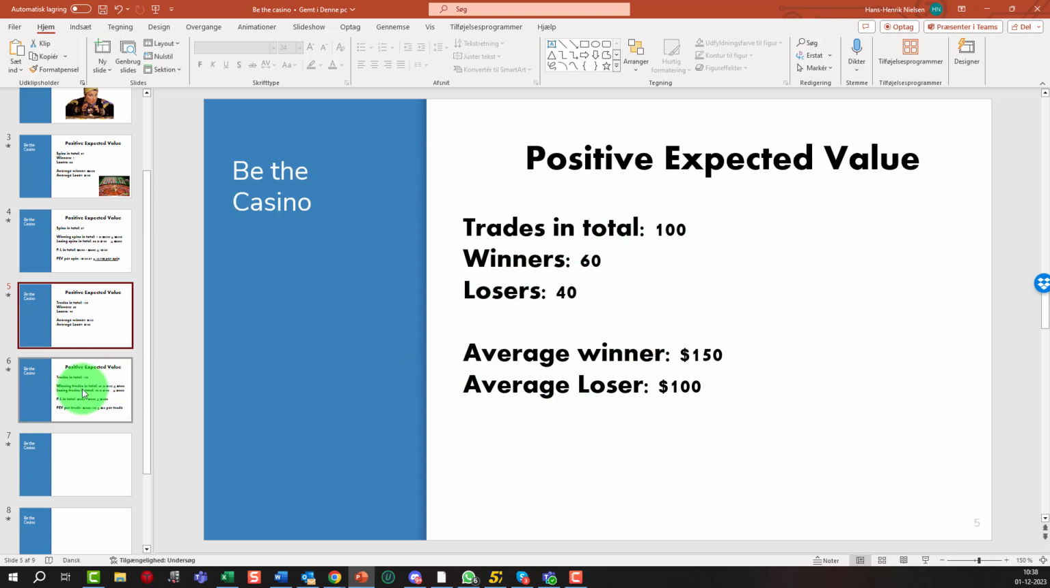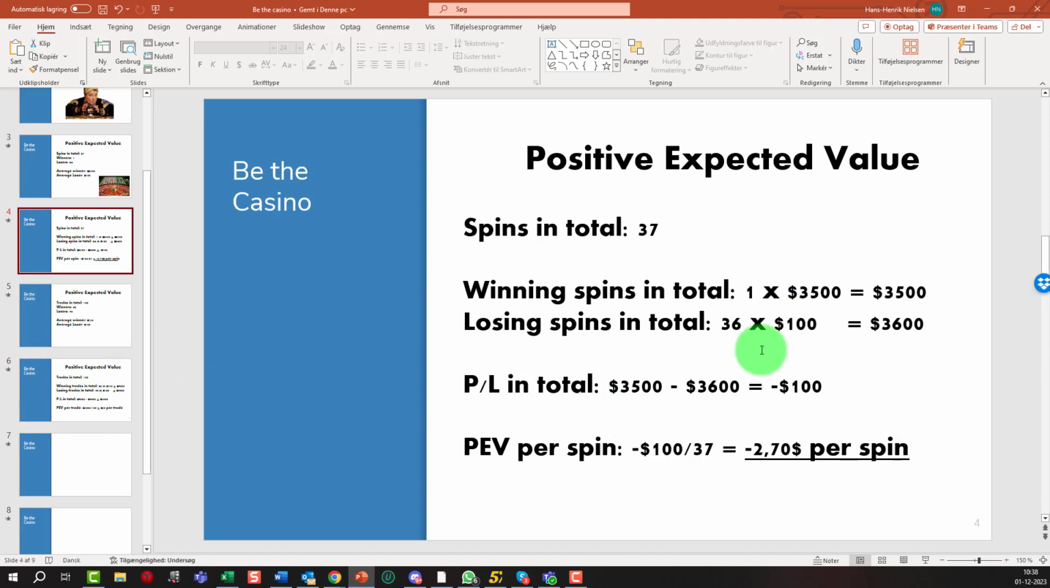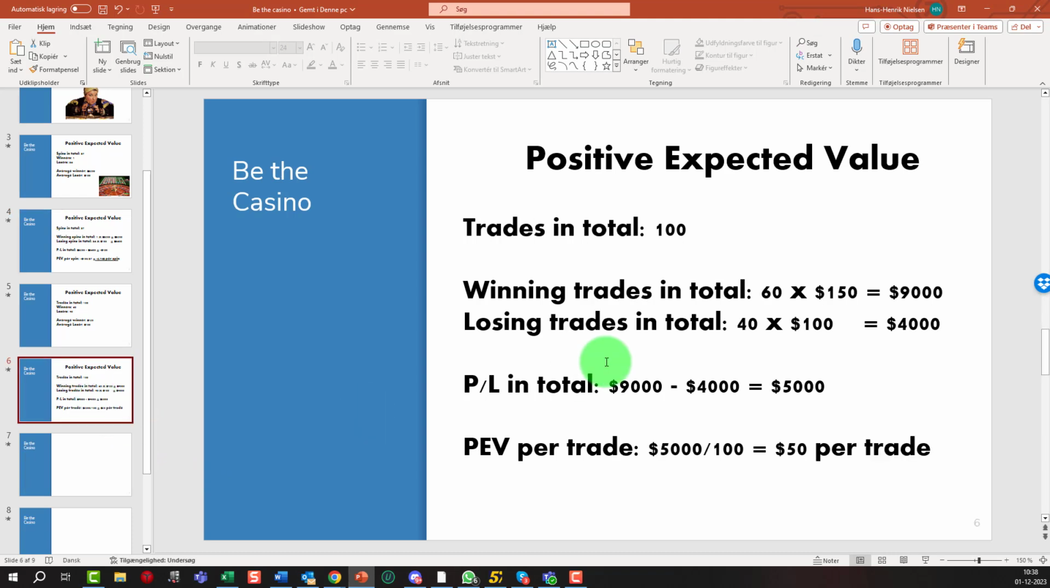Now, what are we looking at here? Well, we can make the exact same calculation as we did before with the roulette table. We can say we have 60 winners where we are making $150. That's $9,000. We have 40 losers where we are losing $100. That is $4,000. Now our P&L in this case is 9,000 minus the 4,000. That is $5,000 that you make on 100 trades, meaning that your positive expected value per trade is 5,000 divided by the 100, that is $50 per trade.